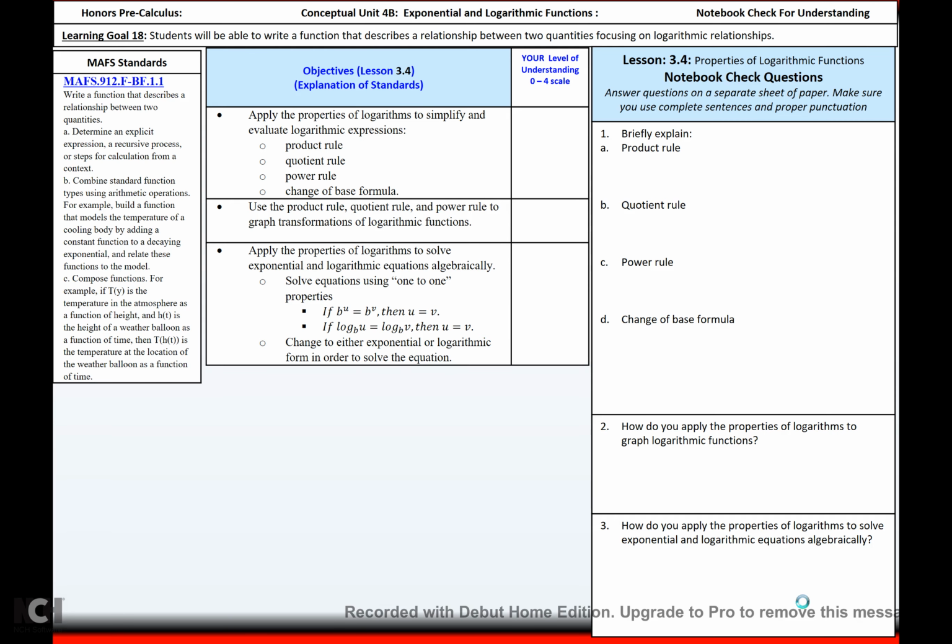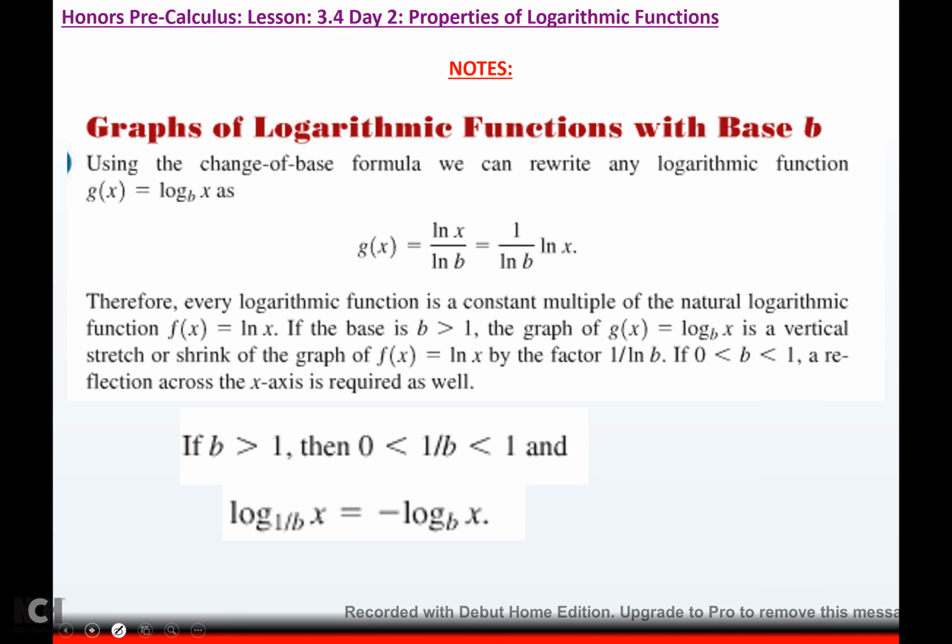So today we are going to be talking more about logarithmic functions. When we're talking about graphs of logarithmic functions with some base b, meaning it's not a common log, common log meaning base 10, okay? If we have any other base and the base isn't 10, we can use the change of base formula to rewrite any logarithmic function, okay?